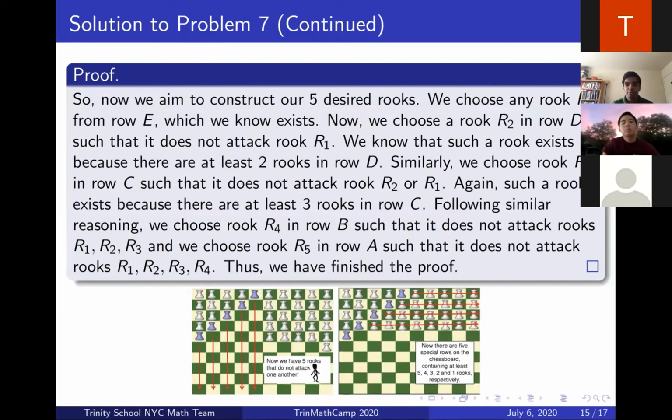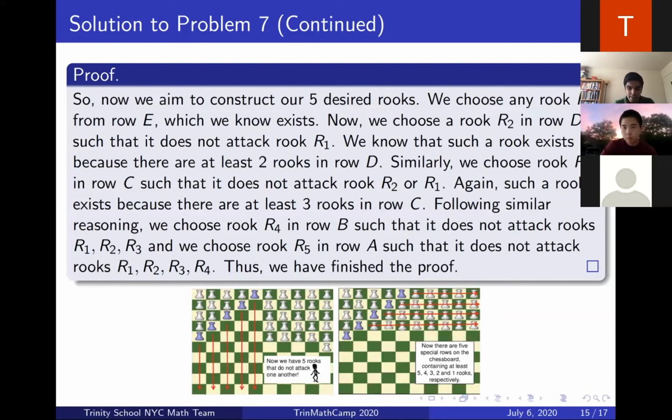And so what we do next is we choose a rook R2 from row D, such that it does not attack rook R1. And we know that this rook exists because there are at least 2 rooks in row D. And so if one of them is in the same column as rook R1, we can just choose the other one. And so that'll be our rook R2. And then from row C, which we showed has at least 3 rooks, we'll choose rook R3, such that it does not attack the 2 previous rooks we chose, R2 and R1. And again, notice that we can do this because we have at least 3 rooks in row C.